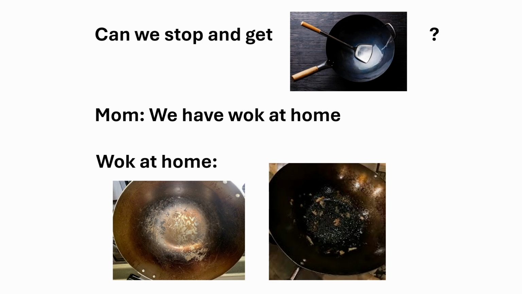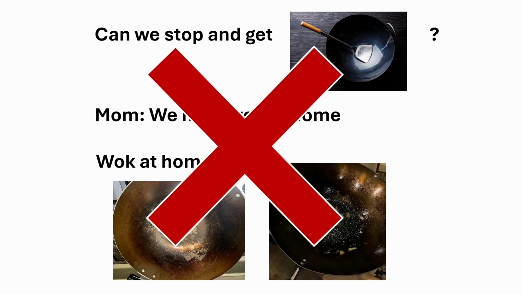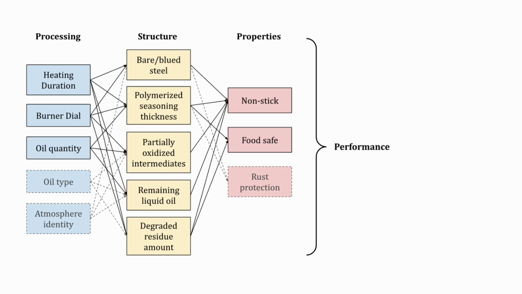But what if I told you your wok at home doesn't have to be this way? It can be good. And all you have to do is approach this problem through a material science lens. Specifically, you need to think about the processing, structure, properties, and performance relationship between all of these. Specifically for wok seasoning, heating duration, burner dial, and oil quantity are the key processing parameters.